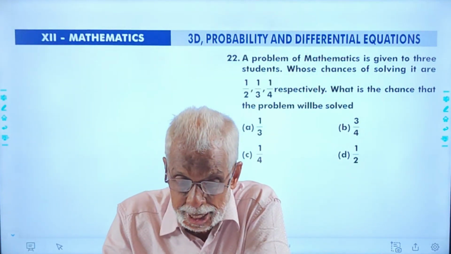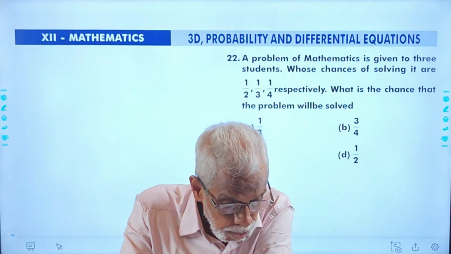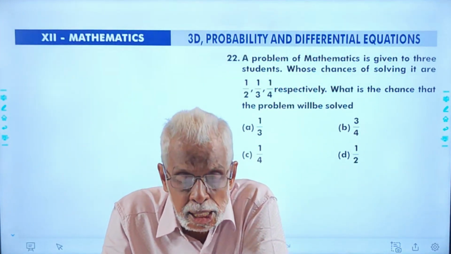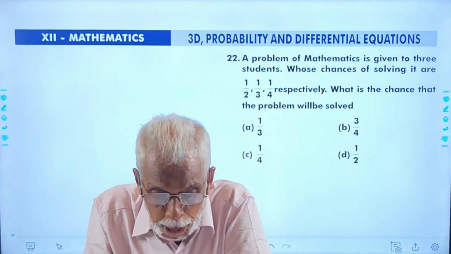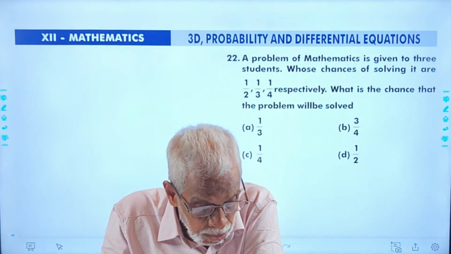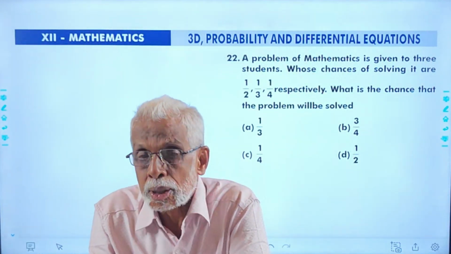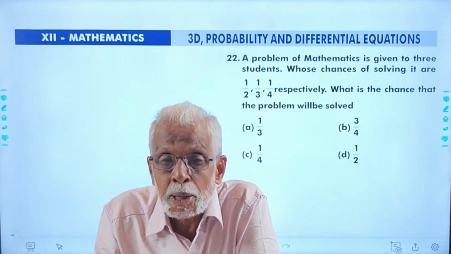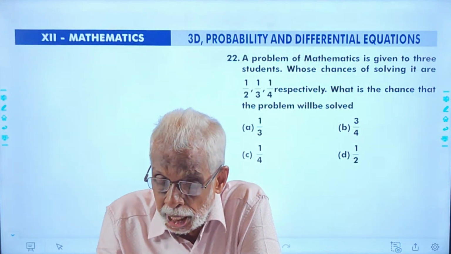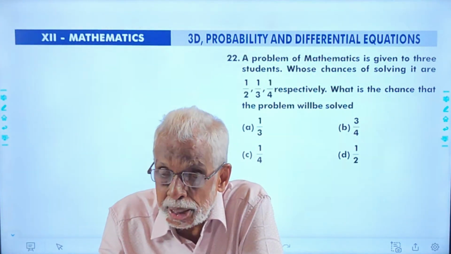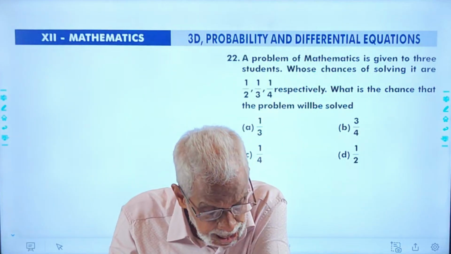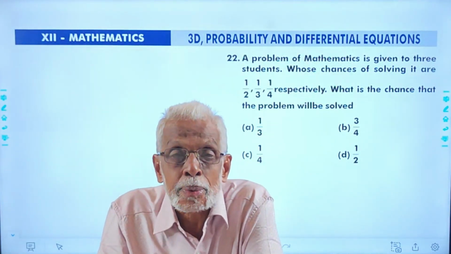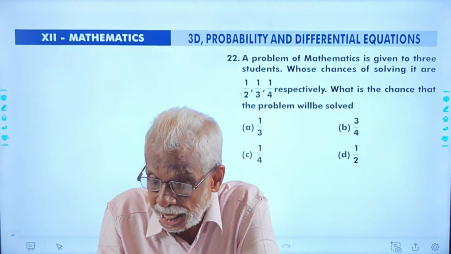Let us come to probability. A problem in mathematics is given to 3 students whose chances of solving it are 1 by 2, 1 by 3, 1 by 4. What is the chance that the problem is solved? Probability of A is 1 by 2, probability of B is 1 by 3, probability of C is 1 by 4. Therefore, probability of A bar is 1 by 2, probability of B bar is 2 by 3, probability of C bar is 3 by 4. What is the chance that the problem will be solved?